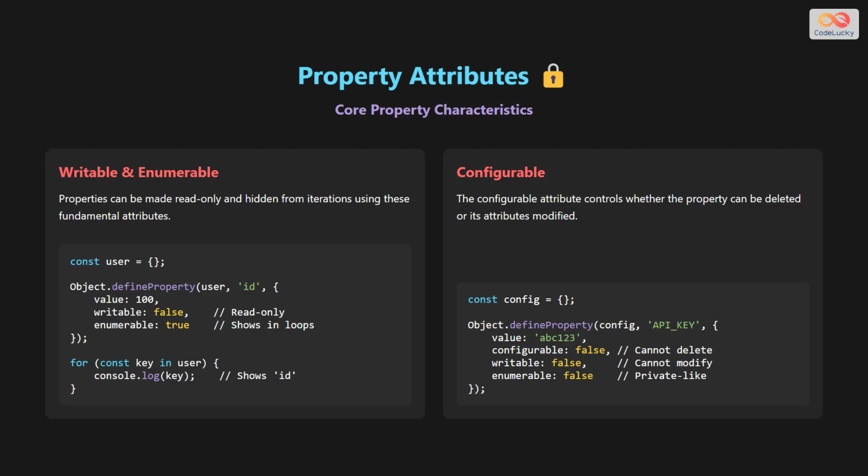In the first code example, the ID property is made read-only, and it is set to be enumerable so it will appear in a loop. In the second code example, the API_key property cannot be deleted, modified, and also will not appear in for loops as it is not enumerable. These attributes provide better control over object properties.